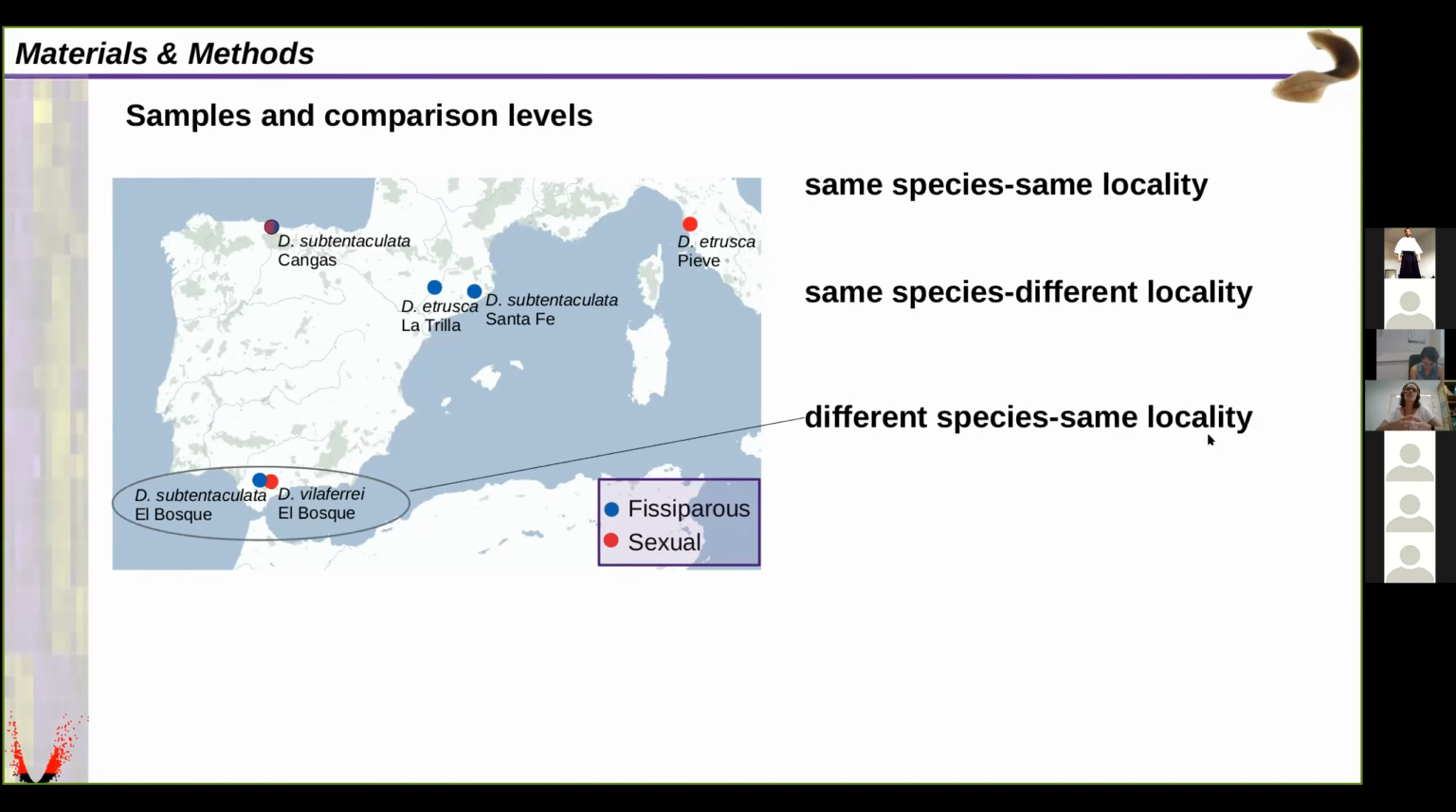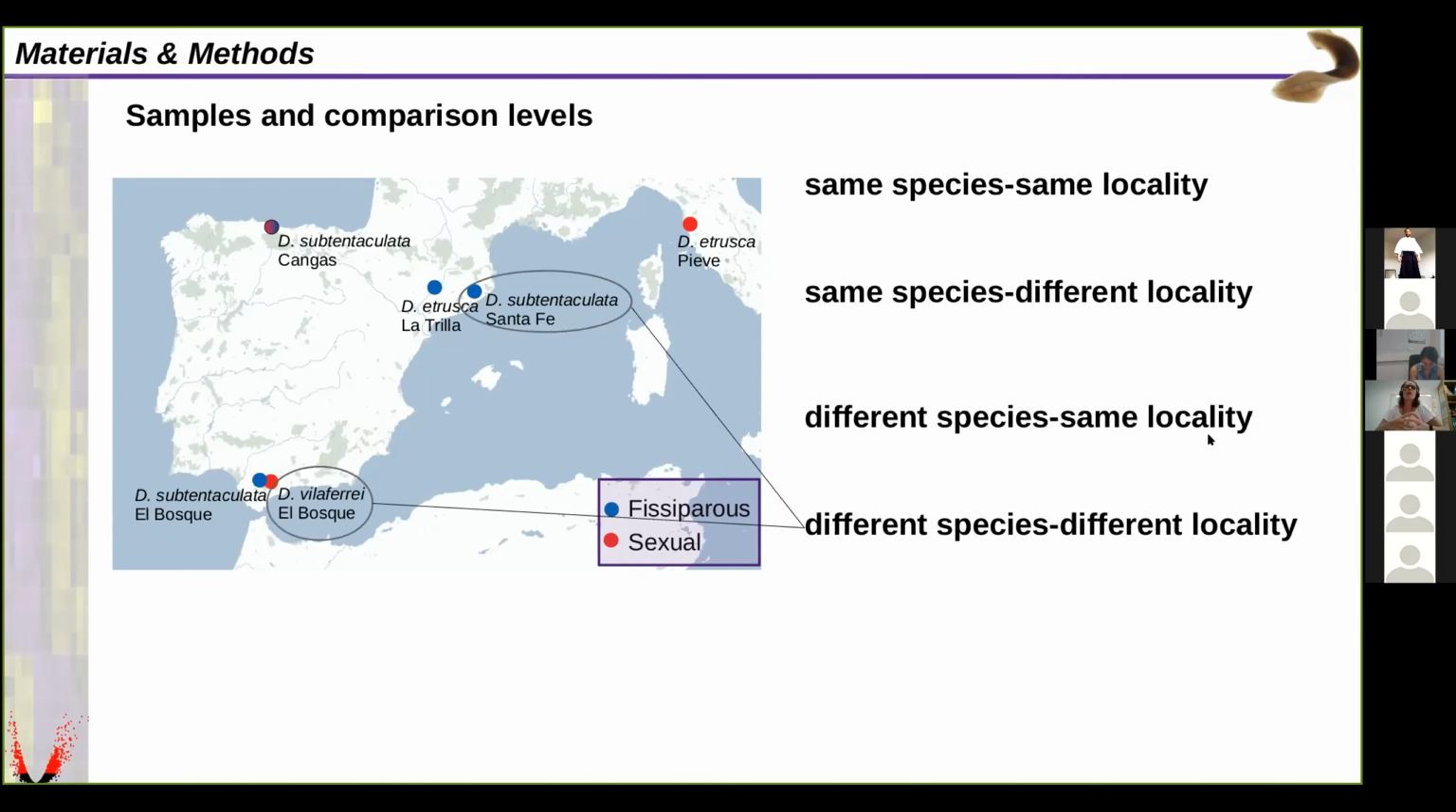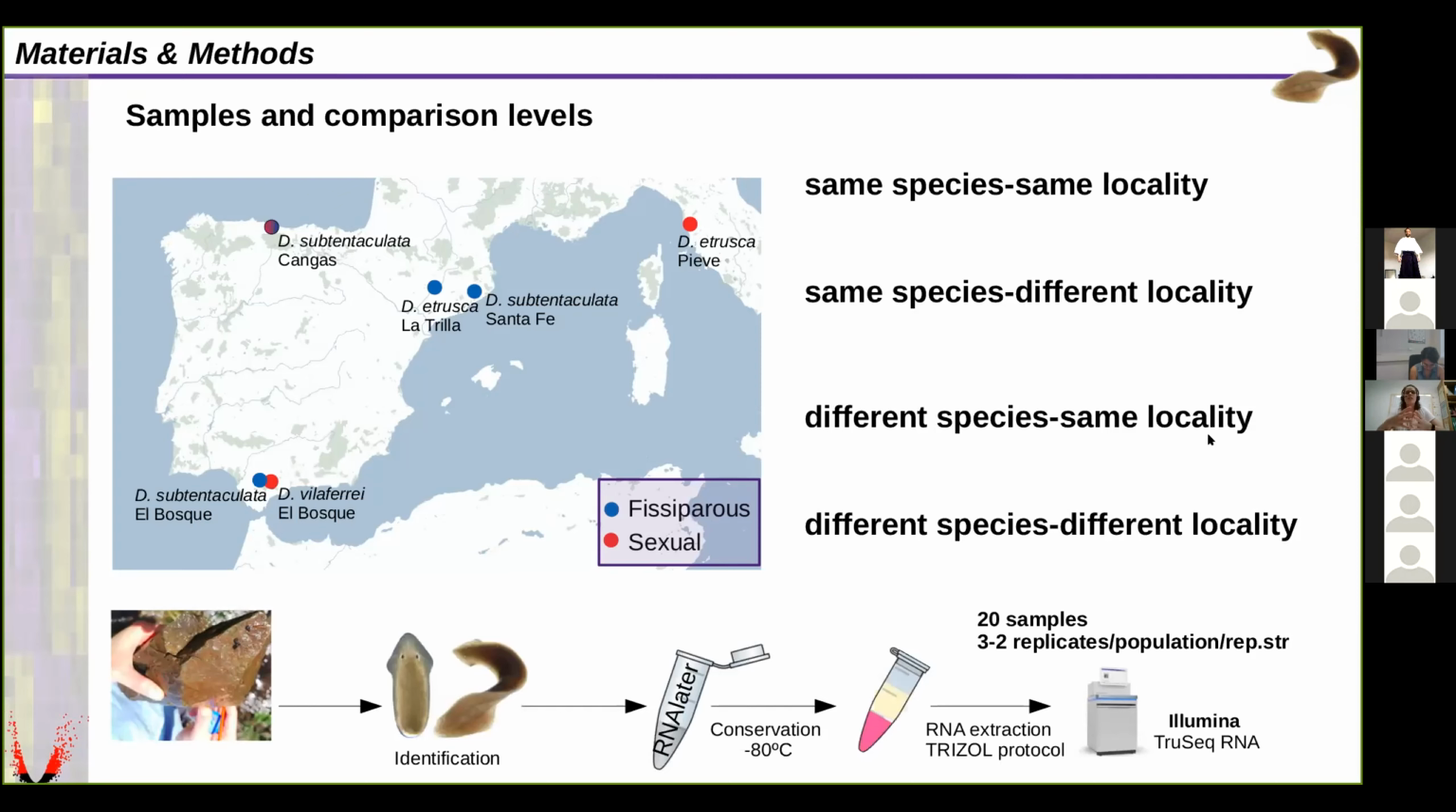We also used different species in the comparison: Dugesia subtentaculata, which is fissiparous, from Bosque, and Dugesia villaferrei, which is sexual from the same locality. And finally, we compared Dugesia subtentaculata, fissiparous from Santa Fe, and Dugesia villaferrei, sexual from Bosque. The samples were collected from localities previously identified as sexual, fissiparous, or mixed, as in the case of Cangas.